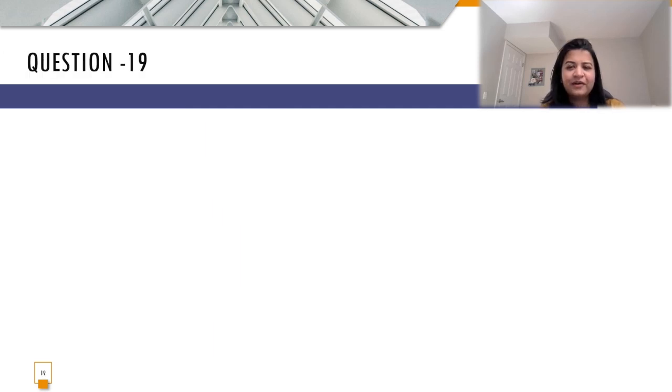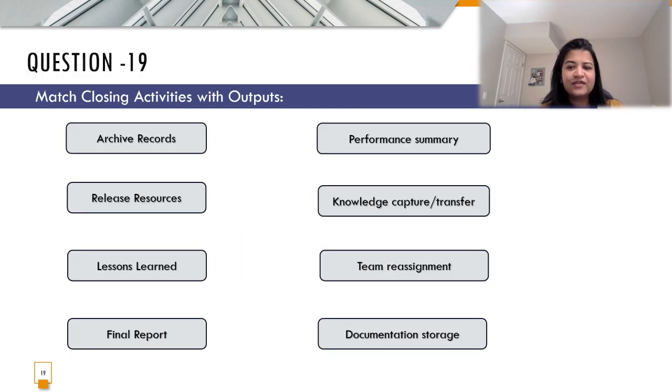In question number 19, we are supposed to match the closing activities along with their outputs. So for sure, I know that lessons learned is supposed to be knowledge transfer or knowledge capture, that you capture in certain records that you can revisit later on. Releasing resources is definitely to do with the team reassignment. That is, the concerned team members are either moved to another project that is ongoing or a new project is started. So that's where we consider it as a reassignment.